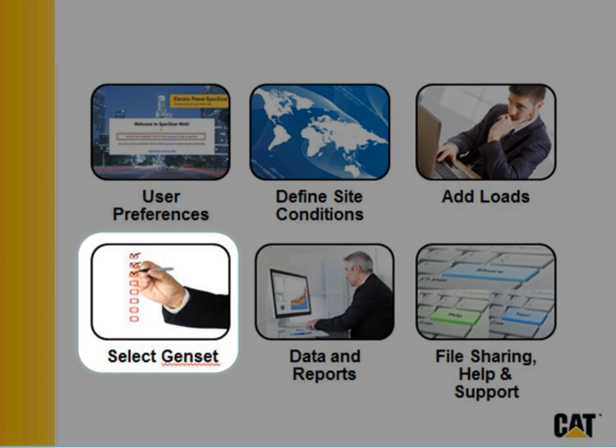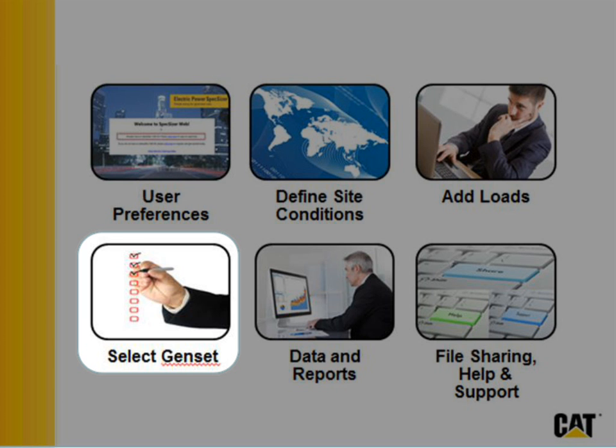Once you've got your site conditions defined and you've got your loads added in sequence, all you have to do is click on Select Genset. You move to the Select Genset page and you size your genset. It's that easy. You can also click the Continue button at the bottom of the Add Loads page, and that will move you to your Select Genset page as well.